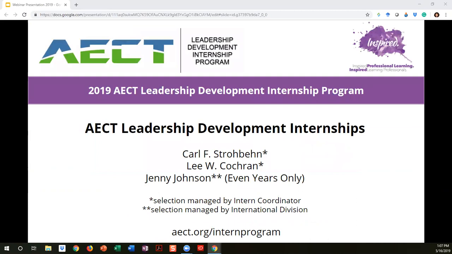All right, so underneath the Leadership Development Internship Program within AECT, there are three different awards given out for leadership development. We have the Carl F. Strobin, Lee W. Cochran, and the Jenny K. Johnson. The first two awards, the Strobin and the Cochran, are both managed by the intern coordinator, which is the position that I currently hold. The Jenny K. Johnson Award is managed by the International Division. That award is only awarded in even years, so it is not being given out this year, but it will be awarded next year in 2020.